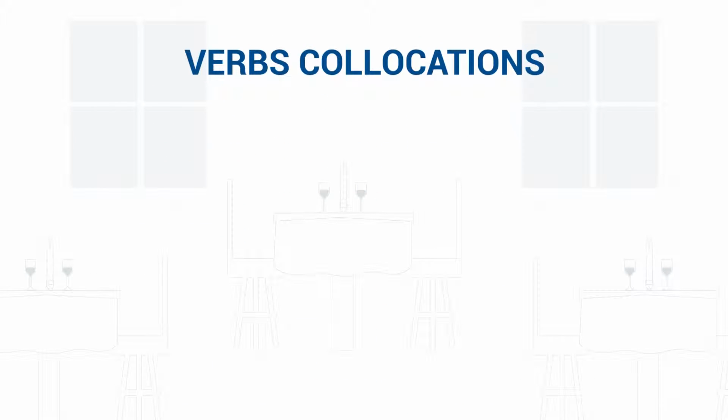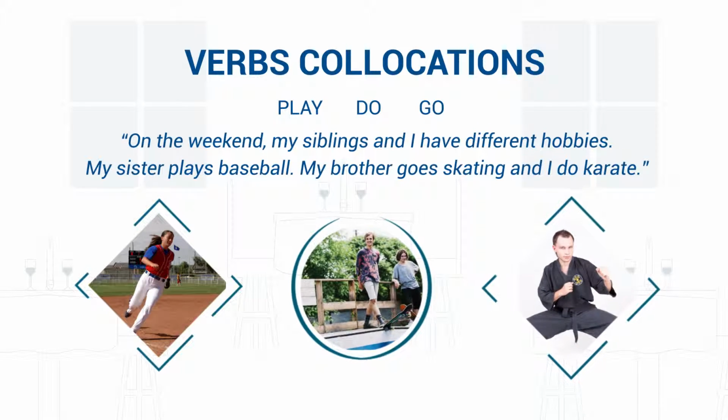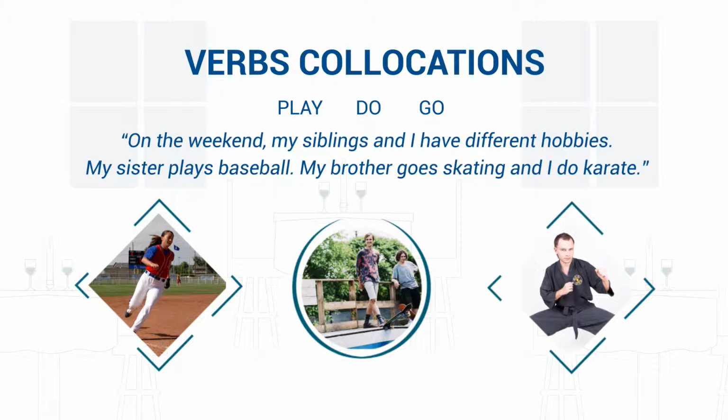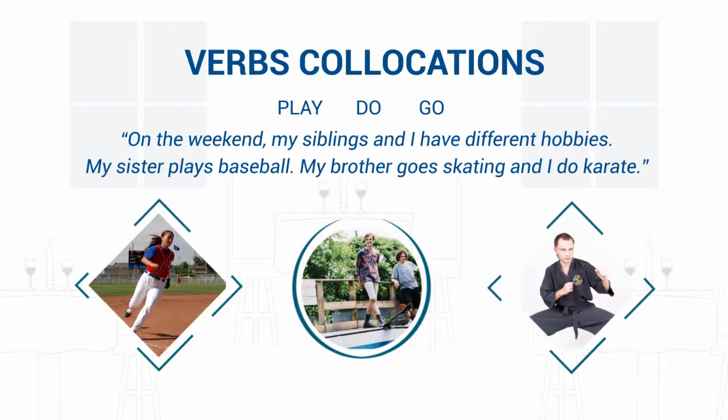Verb collocations. To talk about sports and free time activities, we commonly use three verbs: play, do, and go. Take a look at this example. On the weekend, my siblings and I have different hobbies. My sister plays baseball, my brother goes skating, and I do karate.